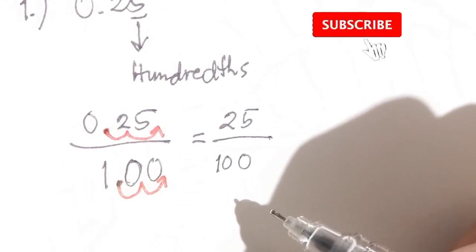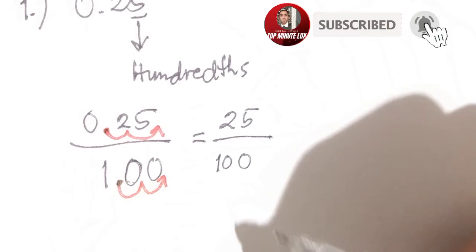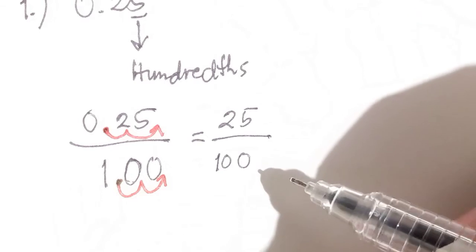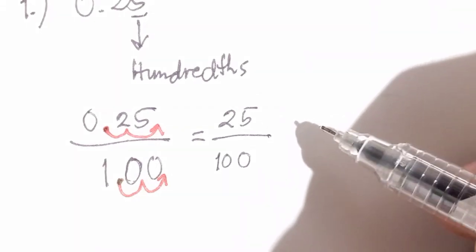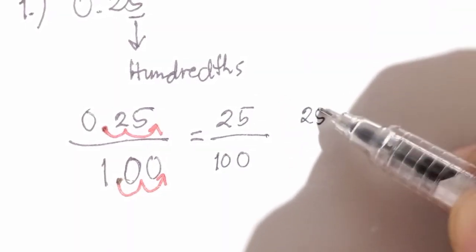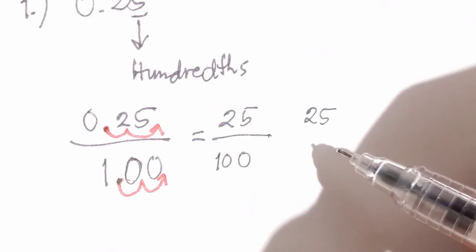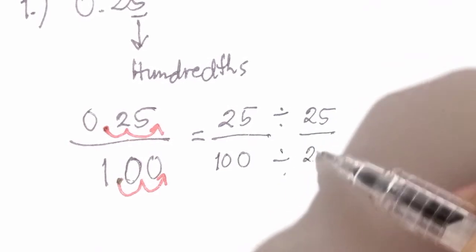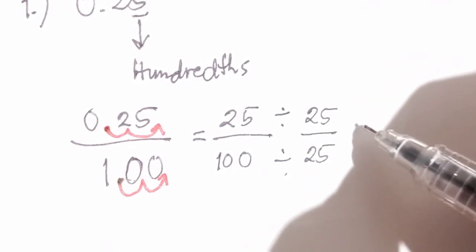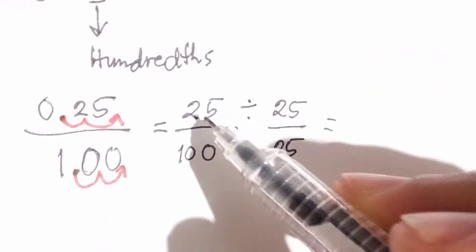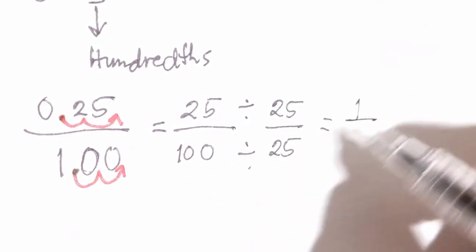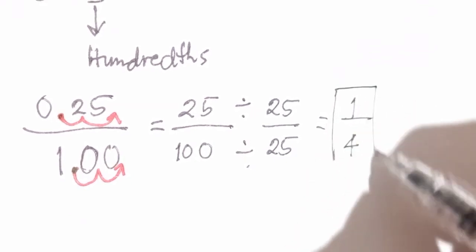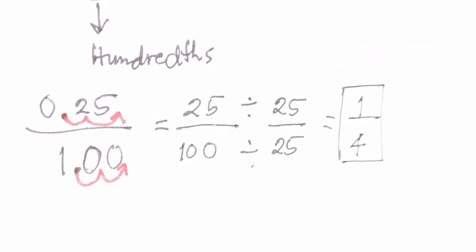Now reduce the fraction into lowest terms. Since 25 and 100 have a greatest common factor, which is 25, divide the numerator and the denominator by 25. 25 divided by 25 will give you 1, and 100 divided by 25 will give you 4. So the answer is 1/4.